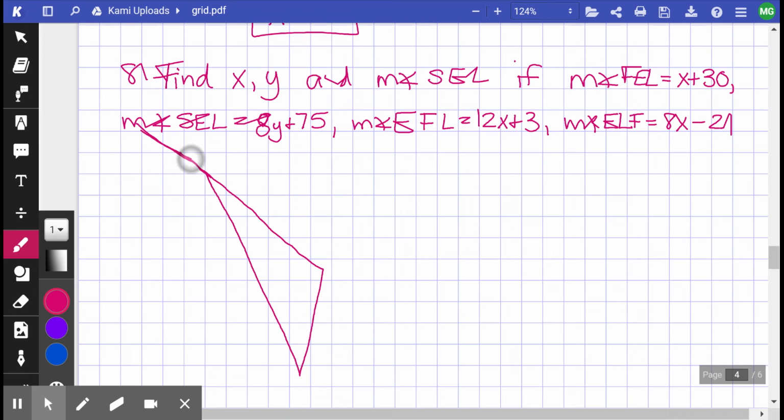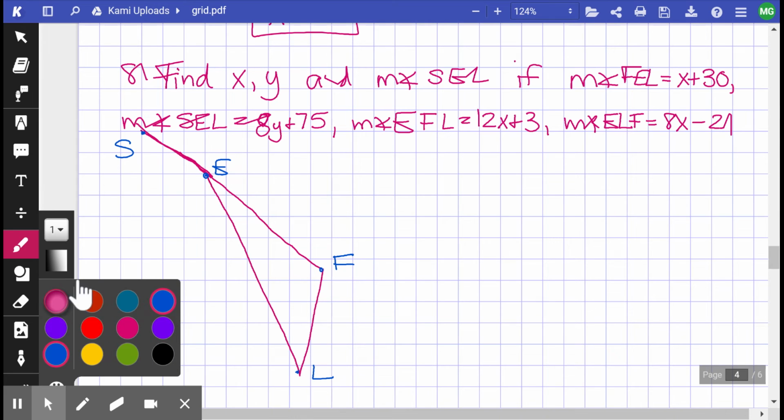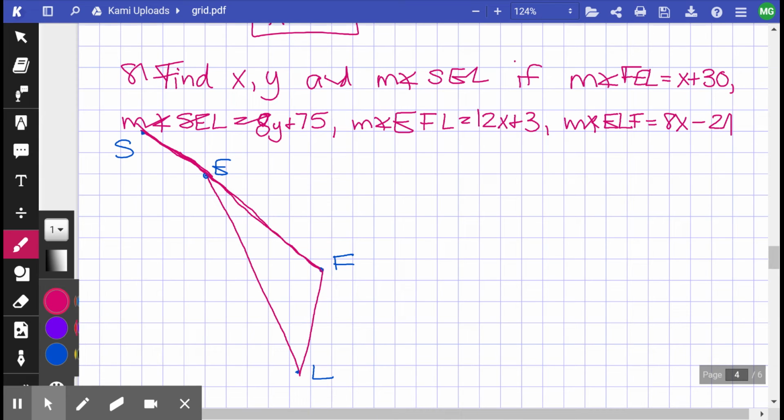And that's a straight line right there. Okay, so that's S, F, L, and E. Again, this one right here, SEF, is a straight line. It's hard to tell in my drawing, so I'm just going to write that out.